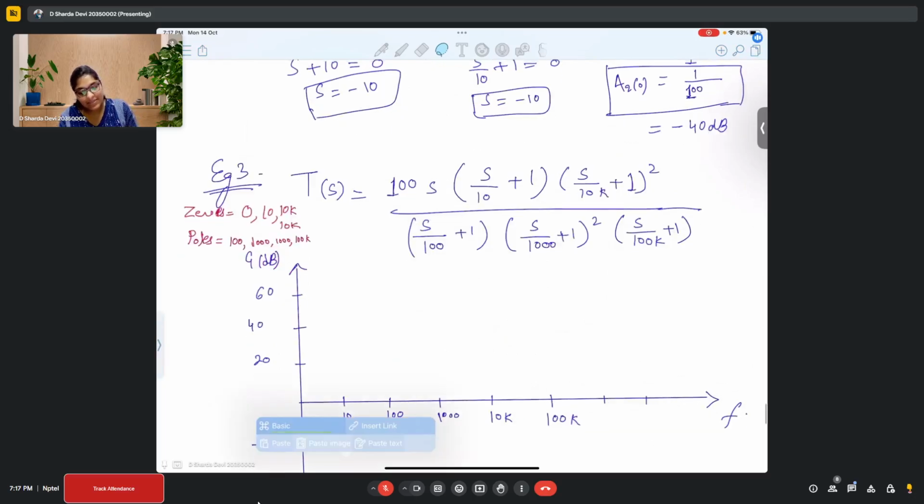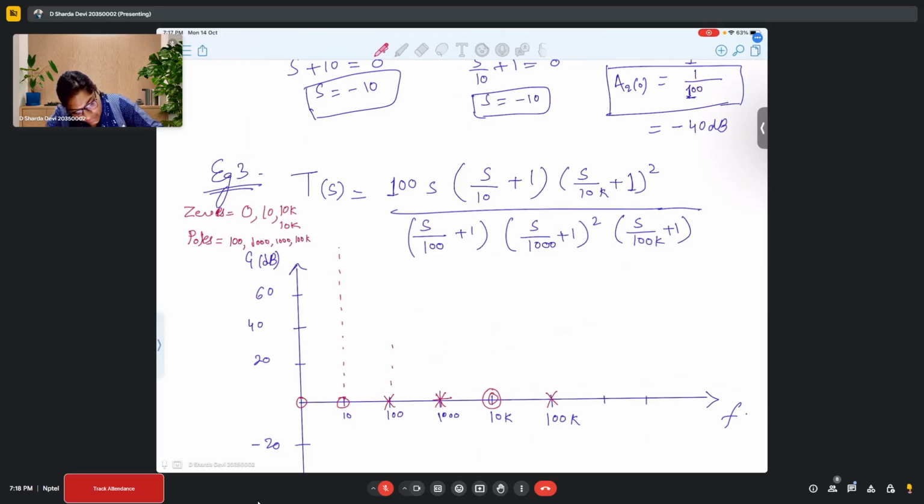So first of all, we have a zero at 0. Then you have a zero at 10. What about 100? You have a pole. At 1000, you have two poles. At 10,000, you have two zeros. And at 100,000, you have a pole. Correct? Yes. Now, let me extend this so that we have a clear idea.